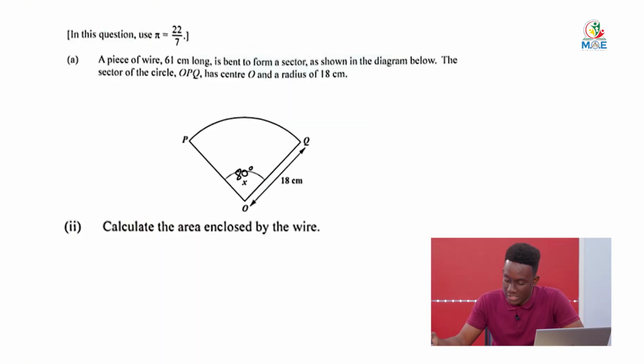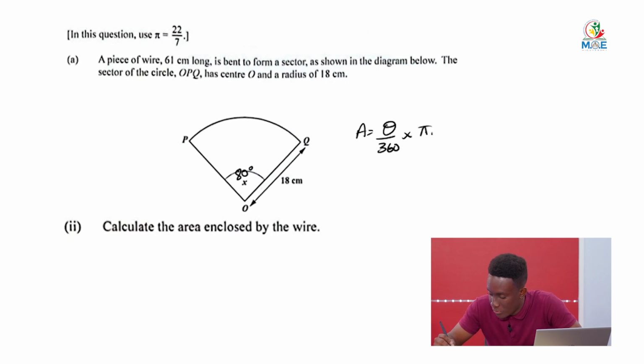The next question says, calculate the area of the enclosed wire. So we know here theta is 80. The area of this wire would be theta over 360 multiplied by pi r squared. So area would be equal to theta, which we found to be 80, over 360 multiplied by pi, which is 22/7, multiplied by r squared, which is 18 squared, or we can say 18 times 18.